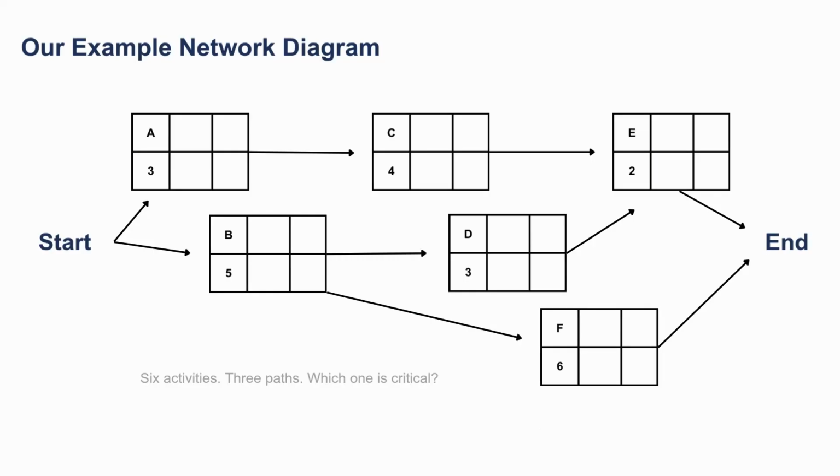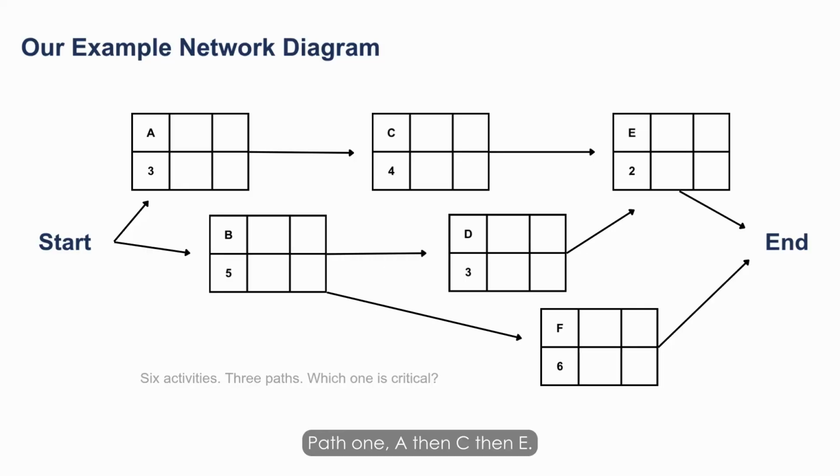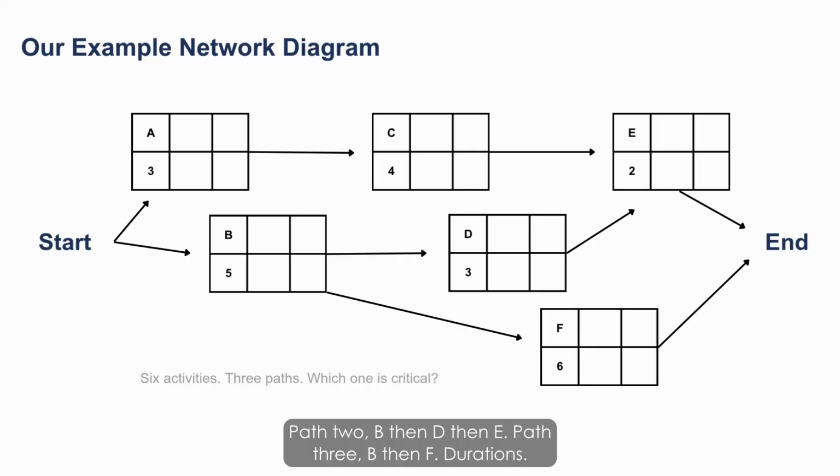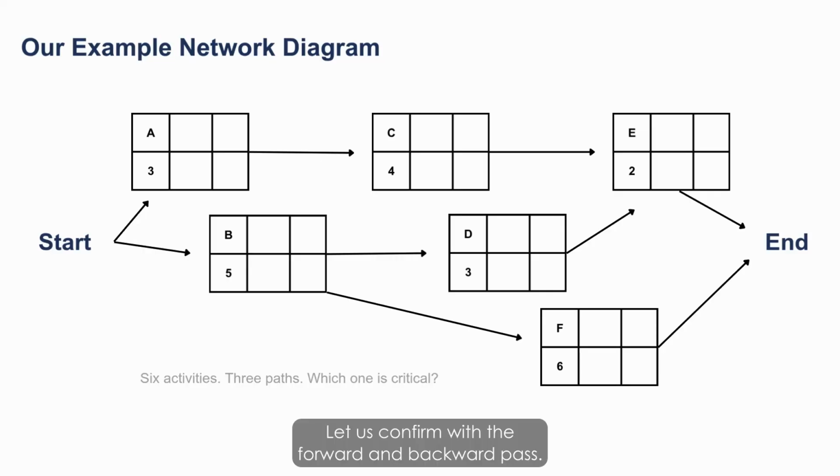Here's our example network. Six activities, A, B, C, D, E, and F. Three paths. Path 1, A, then C, then E. Path 2, B, then D, then E. Path 3, B, then F. Durations: A, 3 days. B, 5. C, 4. D, 3. E, 2. F, 6. Path 1 totals 9 days. Path 2 totals 10. Path 3 totals 11. Path 3 looks longest. Let us confirm with the forward and backward pass.